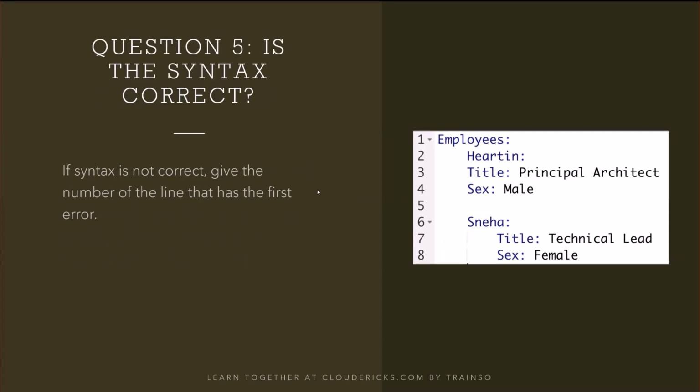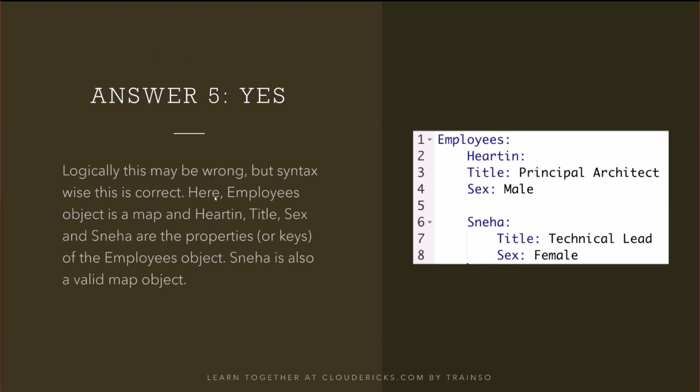Question number 5, is the syntax correct or not? And if not correct, give the number of the line that has the first error. Yes, the syntax is correct. Logically, this may be wrong, but syntax wise, this is correct. Here, employee subject is a map, and Hartin, title, sex, and Sneha are the properties or keys of the employee subject. Sneha is also a valid map object by itself.